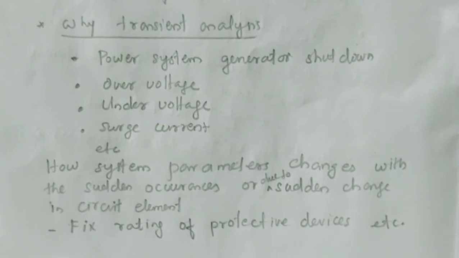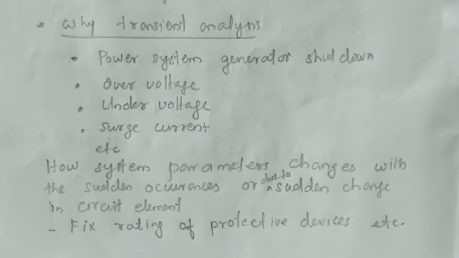Let's talk about power system. Generation, transmission and distribution of electrical power, that section is usually termed as power system. In power system, we can have a large number of generators having different capacities. When one of the big generators gets shut down, we need to know what protective measures we need to take. Similarly, due to lightning, over voltage may come into picture.